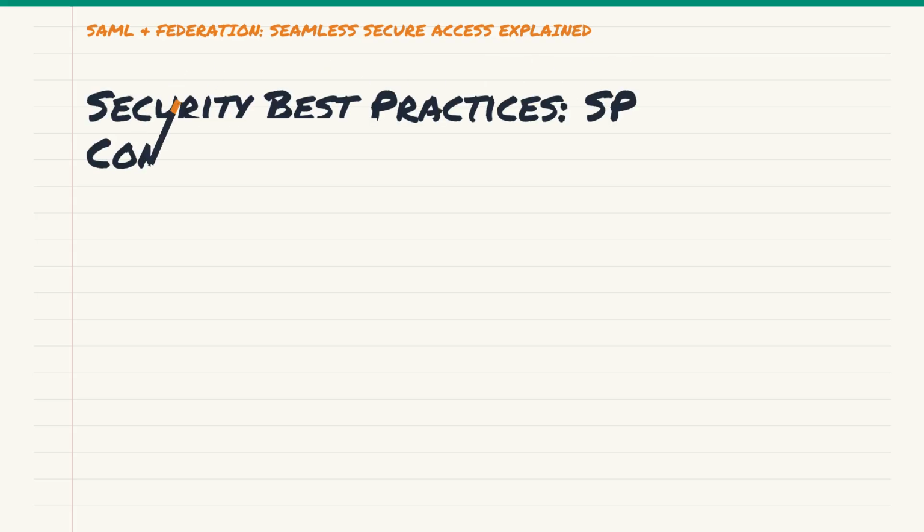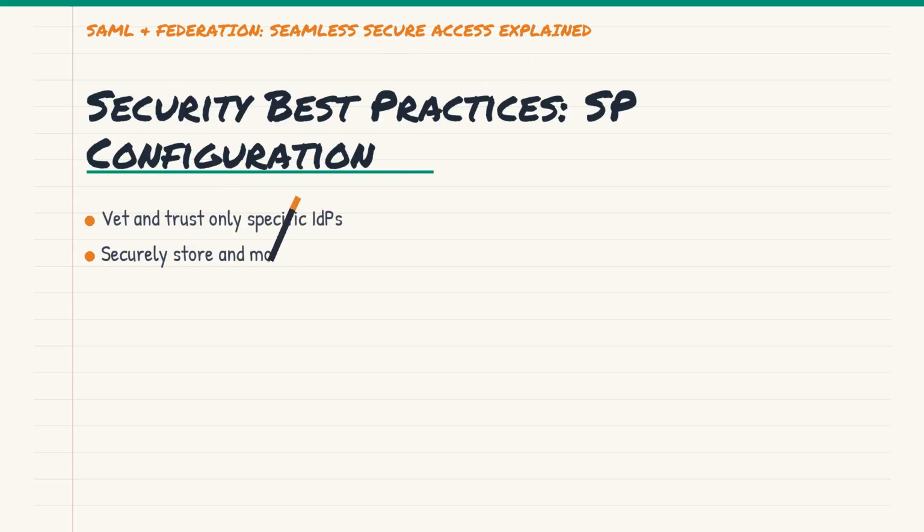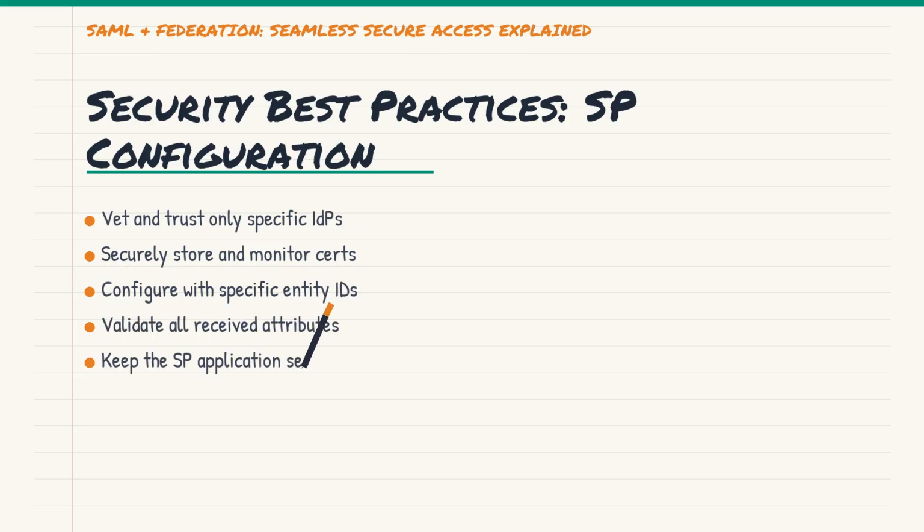On the SP side, trust only those IdPs that have been thoroughly vetted. Import and securely store the IdP's signing certificate and set up alerts for its upcoming expiry. Configure the SP to only accept assertions from the specific IdP entity ID you've established a relationship with. Avoid broad trust. Validate all attributes received in the assertion, especially those used for authorization, to prevent attribute injection attacks. And critically, always ensure your SP application itself is patched and secured, as it's the ultimate target of the login process.